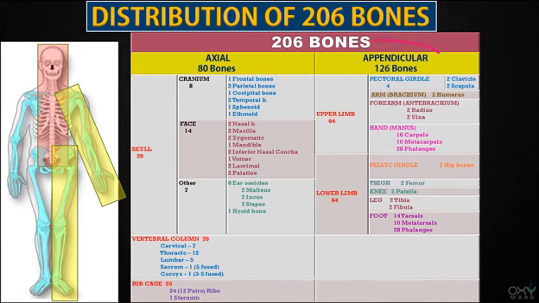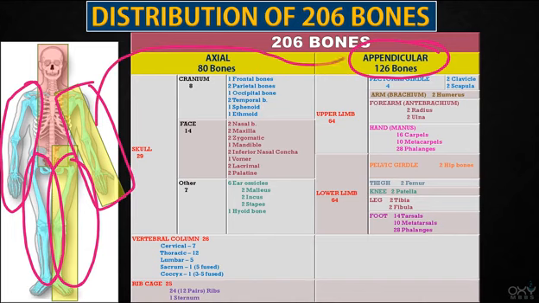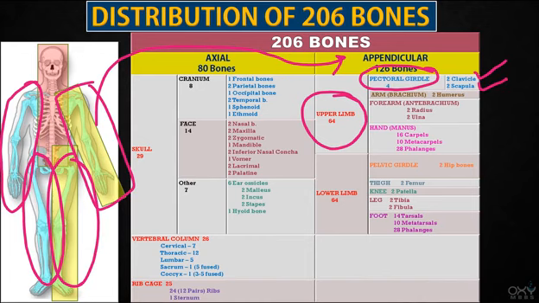Now coming to the appendicular skeleton. So these are 2 upper limbs, and these are 2 lower limbs which form the appendicular skeleton. And friends, this upper limb includes 4 bones in the pectoral girdle, and out of these 4 bones, 2 are clavicle and 2 are scapula. In the arm region or brachium, 2 humerus bones. In the forearm or antebrachium region, 2 radius and 2 ulna. In the hand or manus region, 16 carpal bones, 10 metacarpal bones and 28 phalanges.